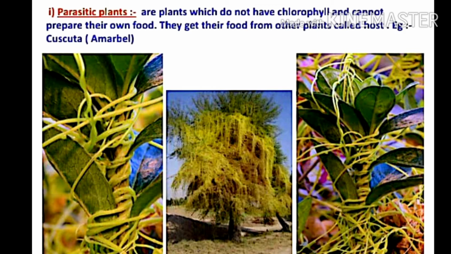In parasites, there are two types: total parasites and partial parasites. Total parasites are totally dependent on their host for their nourishment or nutrition. And partial parasites are partially dependent on their host for their nutrition and nourishment. So there are two types of parasite. For example, this is Cuscuta, which is also called amarbel.